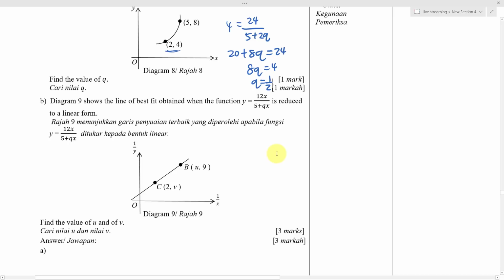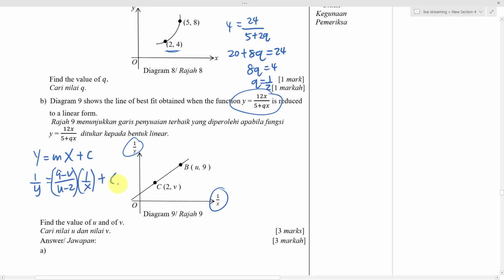Alright, then this one, they ask you to find a u and v. You know this is linear law. So for linear law, what you need to do is, you need to rearrange this equation into this pattern. So the vertical intercept and vertical axis and y intercept, y axis here, tell me my y equals to mx plus c. Must look like this pattern. My y is 1 over y. My m is the gradient here, which is what? 9 minus v over u minus 2. My x here is 1 over x plus c.